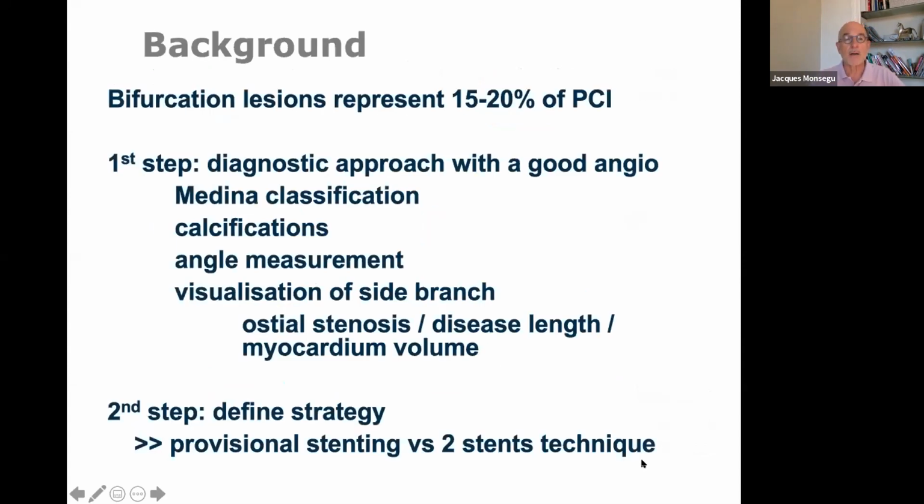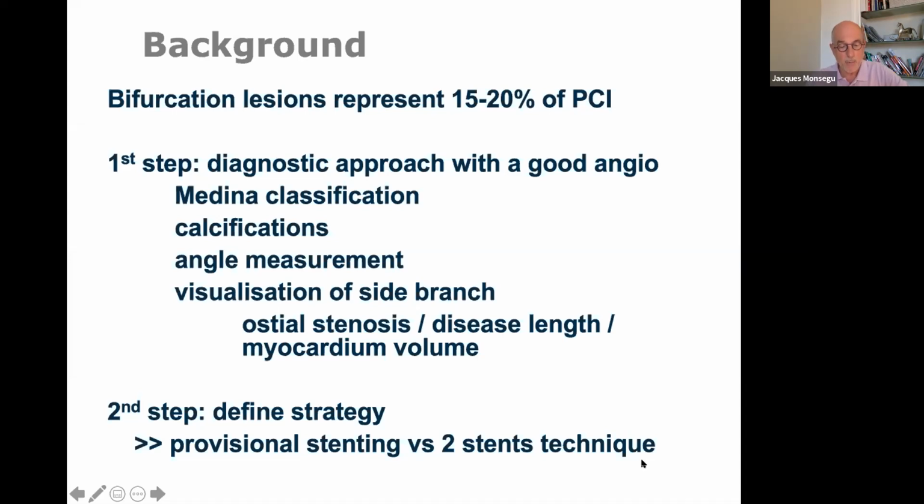In background, we know that bifurcation PCI are frequent and always a challenge for us. The first step is to analyze perfectly your bifurcation lesion with the Medina classification, you know perfectly this classification. To be sure that there is no calcification, you have to measure the angle of the bifurcation, and of course to visualize very well the side branch to be sure that there is or not ostial stenosis, the disease length of this branch, and the myocardial volume dedicated to this branch.